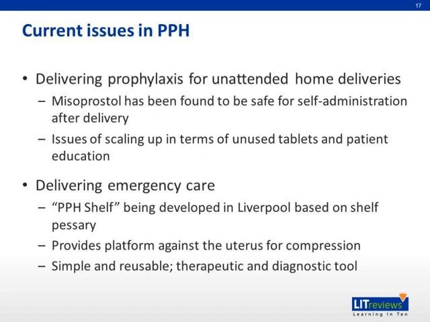The third issue we are trying to tackle is the delivering of prophylaxis for unattended home deliveries. Misoprostol has been found to be safe for self-administration after delivery in some trials. This is because misoprostol can be given orally, as compared to oxytocin, which has to be stored at a low temperature in a fridge and has to be given intramuscularly or intravenously.